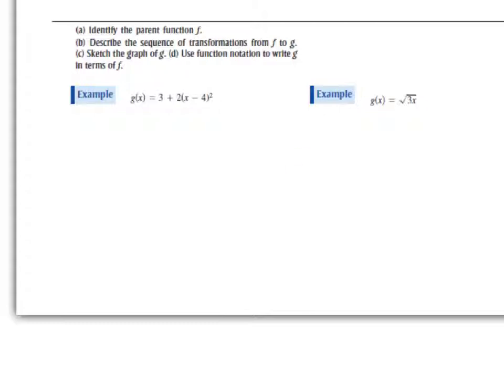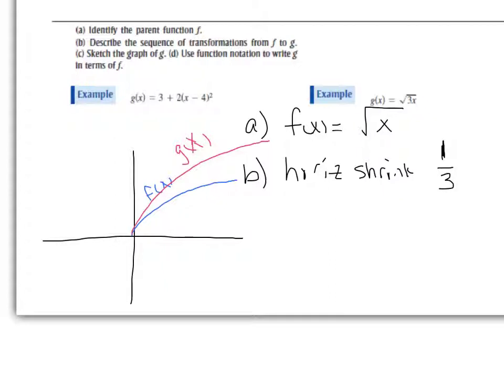Alright, now you try the next example, and I'm going to pause it here, and then I'll put the answer up in a second. So what you should have gotten for the next example, your parent function is the square root function. Notice that on B, you actually have a horizontal shrink of a third. So with horizontal shrinks, you always have to do the reciprocal of what is inside. It doesn't make sense for it to shrink by 3, because if something's bigger than 1, it should be getting bigger, not smaller.